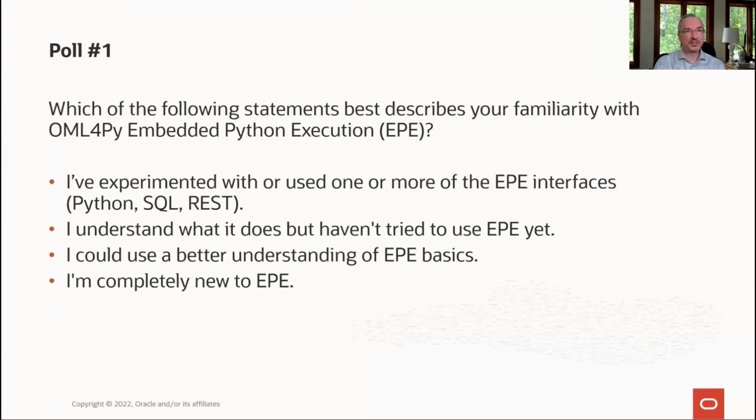But I'd like to start with a poll. Is our poll ready? That is the question. And the poll is, which of the following statements best describes your familiarity with OML4Py embedded Python execution? Our options are, I've used or experimented with one or more of the interfaces. I understand what it does, but haven't tried to use it yet. I could use a better understanding of the basics, or I'm completely new to embedded execution. So with the poll open, if you would please let us know how this works for you. And I'm not seeing the actual results here.